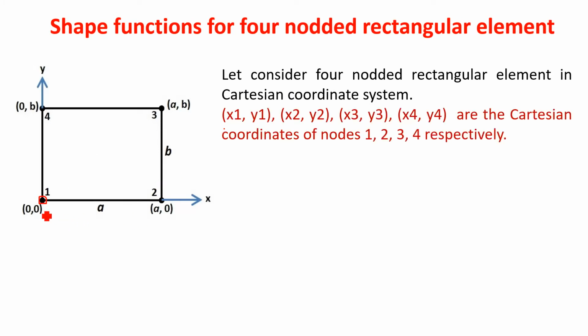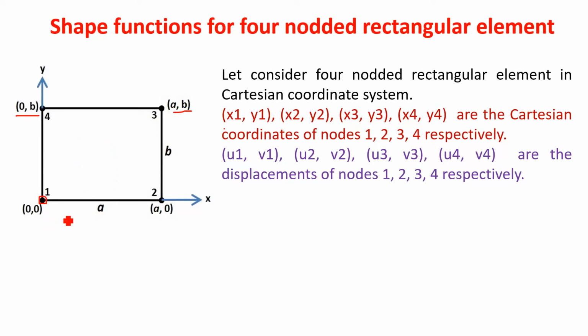So coordinates of the four nodes are 0 0, a 0 for node number 2, a b for node number 3 and 0 b for node number 4. We can call it as x1 y1, x2 y2, x3 y3, x4 y4. That is, coordinates of four nodes of the rectangle.